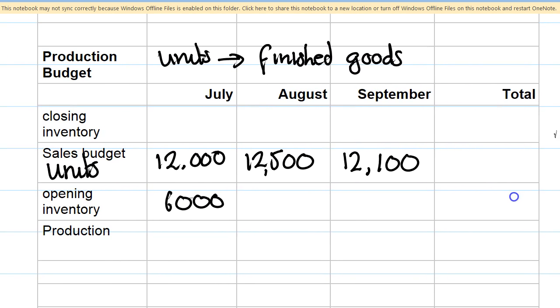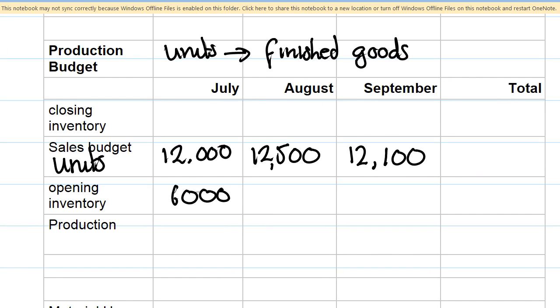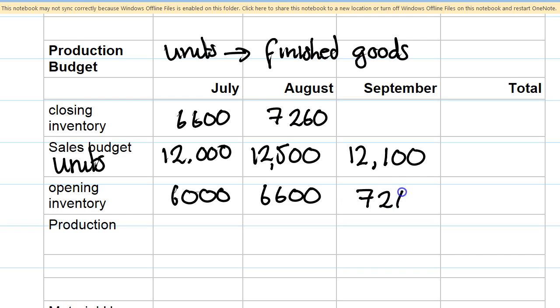We can now put those workings into the pro forma. So we have our closing inventory for July, and that will become our opening inventory for August, our closing inventory for August becomes our opening inventory in September, and we have the closing inventory at the end of September.